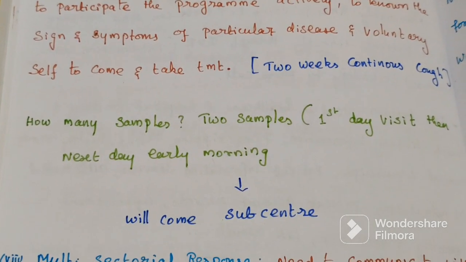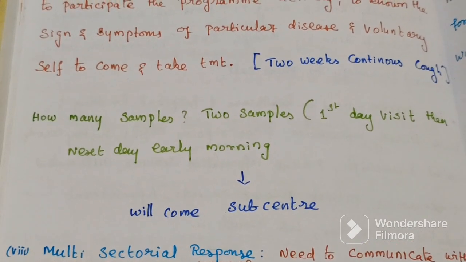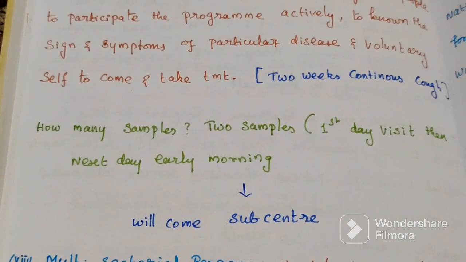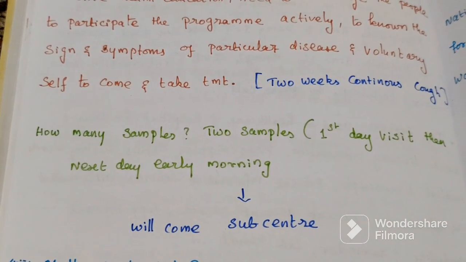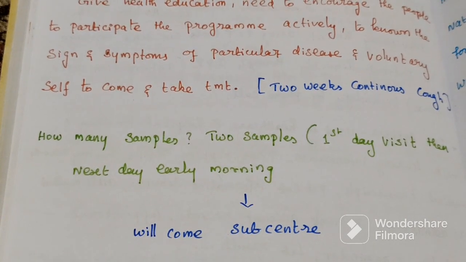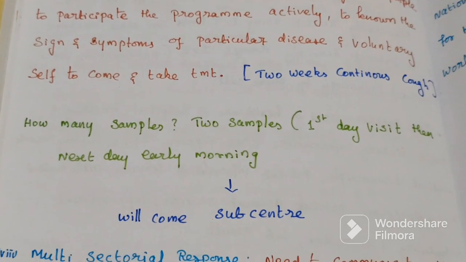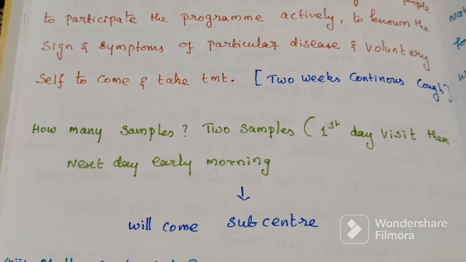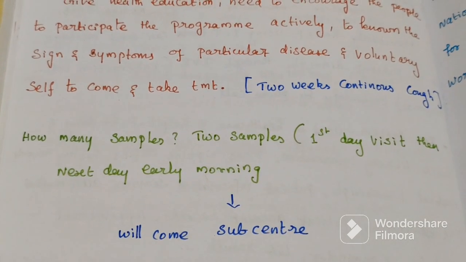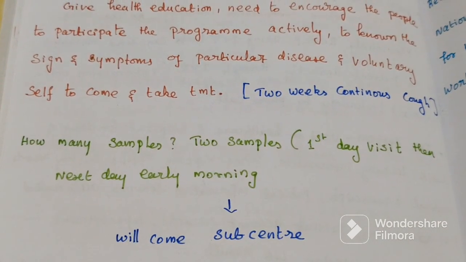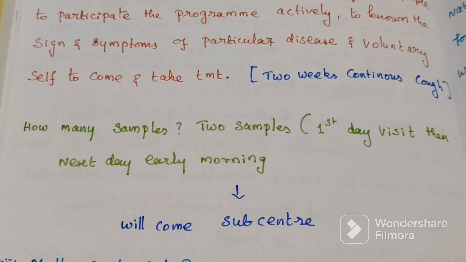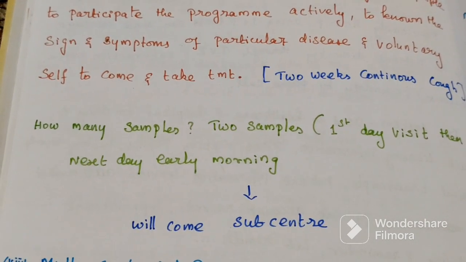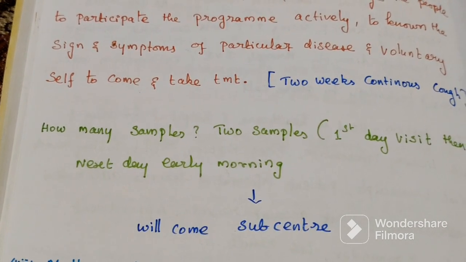Then they should come to the sub center and give samples. How many samples can they give? Two samples: the first on the day of the visit, and the next on the early morning of the following day. So when they have a continuous cough for 2 weeks, they give two samples, the first on the first day of the visit, and the second early the next morning at the sub center. This is called community engagement.